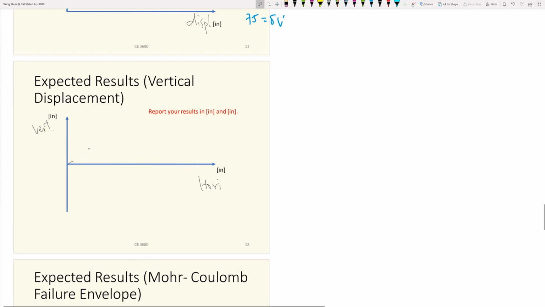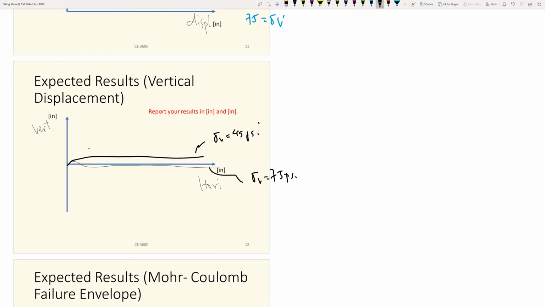So you may not see much change. You may do a little bit like this. So one test, and then you use the other color. Then you may do the other one. So you have four tests there. So this could be the vertical stress equal to 45 psi, and this could be the one that the vertical stress equals 75 psi. So 4 tests, 4 curves.